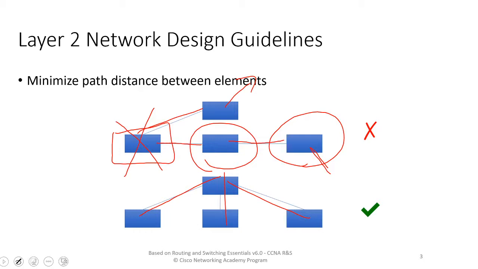That's what you would want to avoid: having connections through multiple elements, so that if one of them fails, all of the network connectivity is going to fail. So we would prefer a hierarchical type of connectivity.